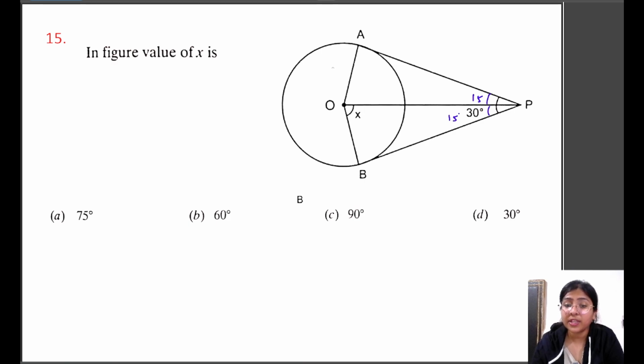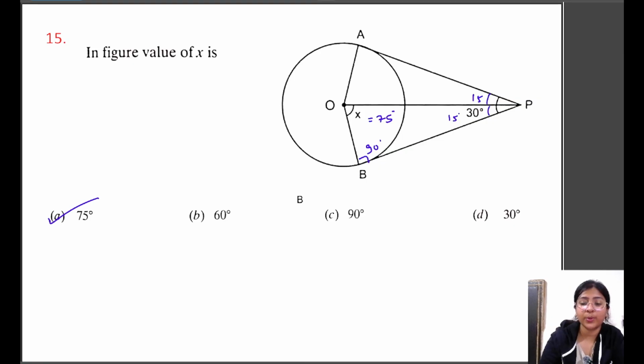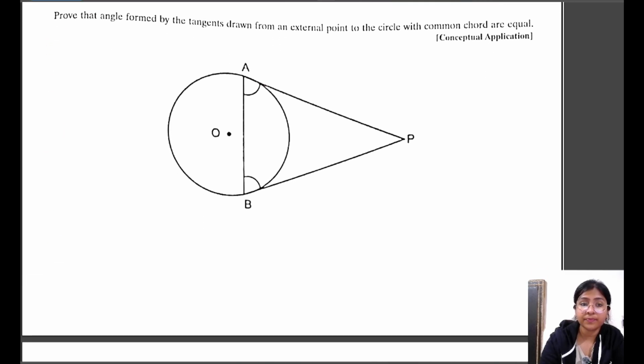This is 15, this is 90, because radius and tangent are perpendicular to each other. This is 15, this is 90, this must be equal to 75. So the correct option is A. Any doubt? Okay, move to the next question.